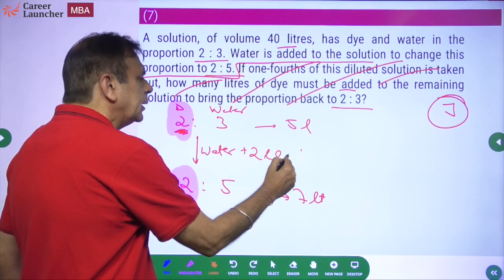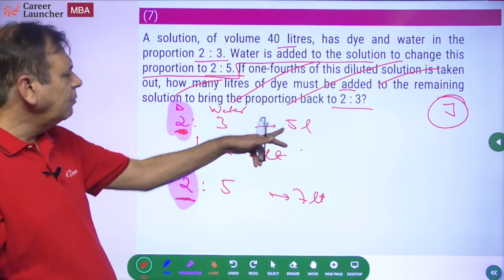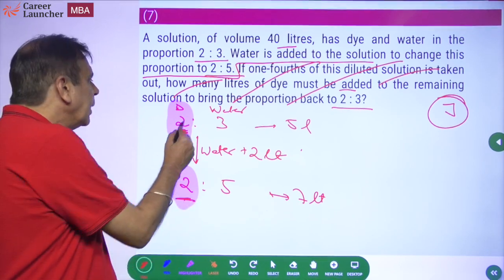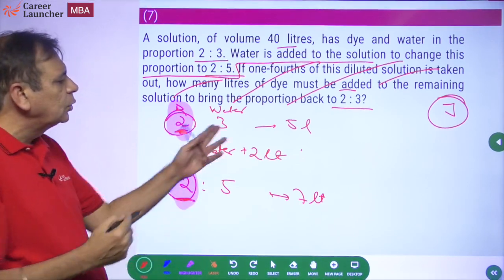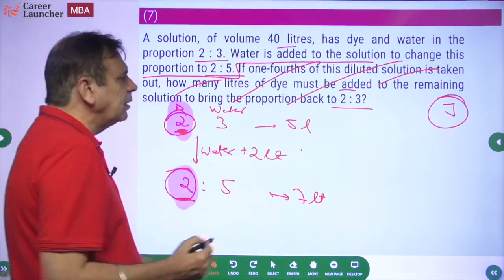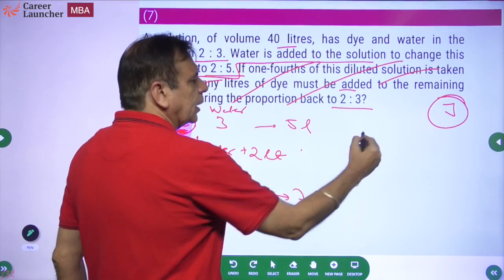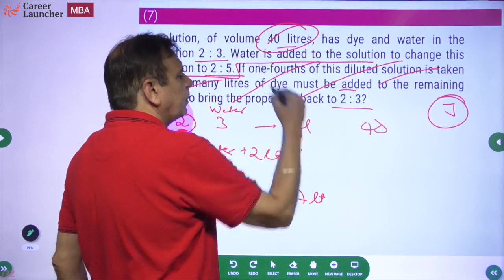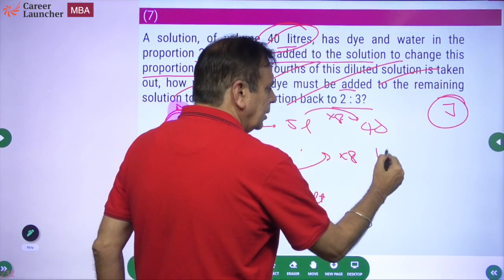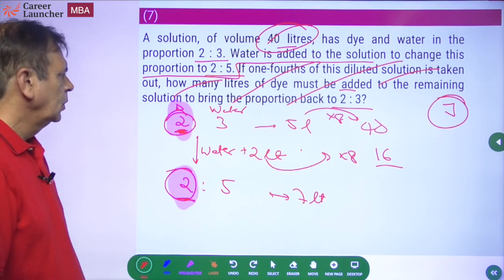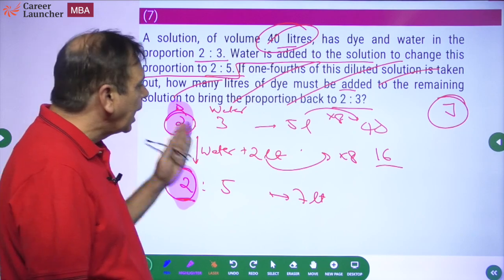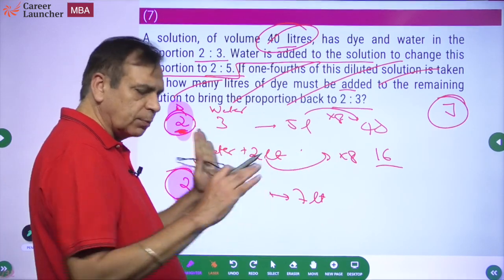So 2 liters of water. If in 5 liters you add 2 liters of water, you will get 7 liters of this mixture, which is 2:5. Because these two are equal, we can do that very, very fast. No equations required. Now, in 5 liters you will add 2 liters. So if you have 40 liters of this mixture, 8 times, so this should also become 8 times 2. Simple. So 2:3, 40 liters. If you want to convert it to 2:5, you will have to add 16 liters of water. I hope this part is clear.